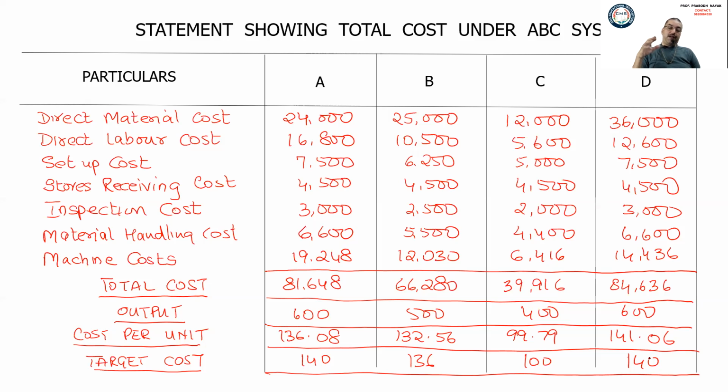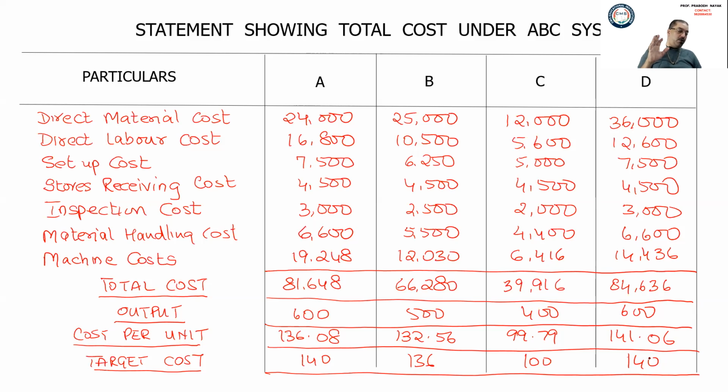So what do you find now? You find that A's actual cost per unit under ABC is within the target cost. B is also within the target cost. C is also within the target cost. But D is exceeding the target cost. That means for A, B, and C, I don't mind reducing the selling price, because even after reducing it, my target cost is met. That means I'm quite safe. My profit is higher than expected, because the cost is 136.08, and I'm expecting the target cost of 140, but the actual cost is less than that. So my profit is going to increase.